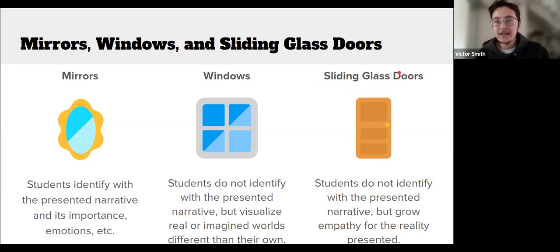characters in the book. And so the idea of sliding glass doors is that these are books that open up potential for students to literally walk through the door and join in community with real living racial and gender groups. Sliding glass doors is more about real people and developing empathy for students in your classes, their peers, who are not represented.